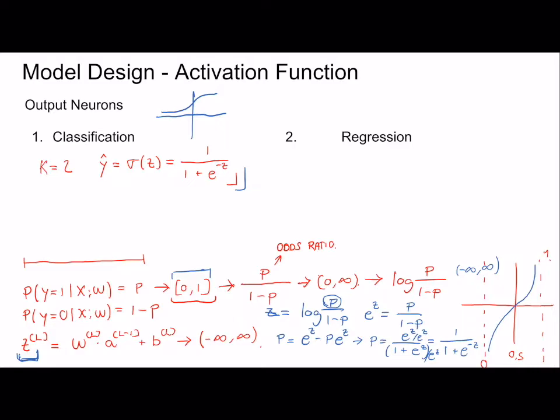Now, if we have more than 2 classes, so k is larger than 2, then the output y hat k, because now we have, say for instance, if there were 3 classes, we have 3 outputs.